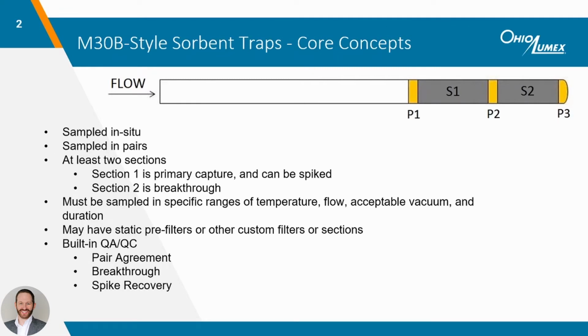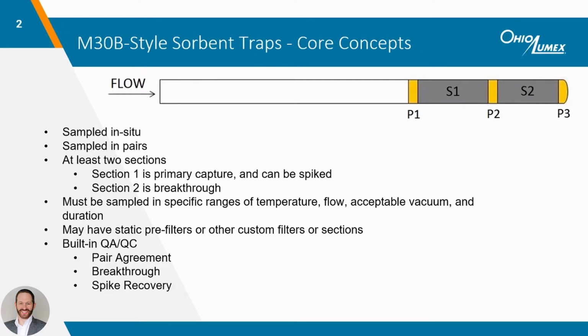Similarly, a good breakthrough measurement is one where on any individual trap, the ratio of analyte mass collected on Section 2 to analyte mass collected on Section 1 is very low, or below a defined threshold. Finally, spike recovery is a measurement of how much of a pre-spiked mass has been recovered from Section 1 of a sorbent trap. It is used to verify the performance of the combined sampling and analysis of the test method, as defined in Section 13 of Method 30B. Spiked traps should be sampled alongside an unspiked trap in order to perform the spike recovery calculation according to the method. Let me give you a quick example to clarify how this works.